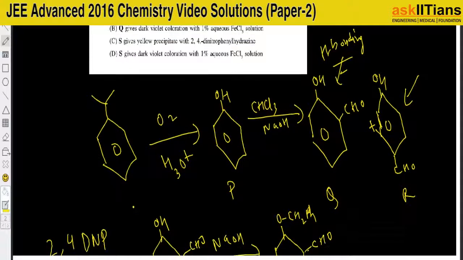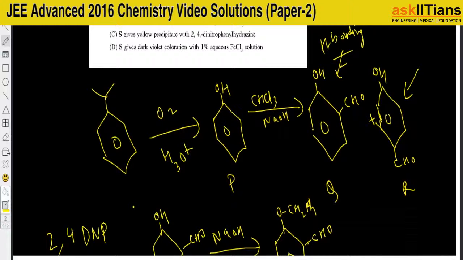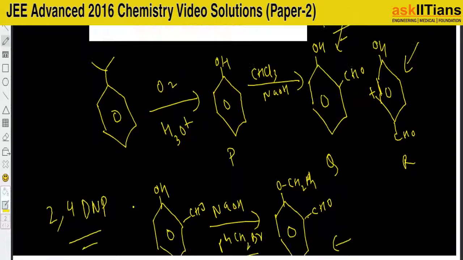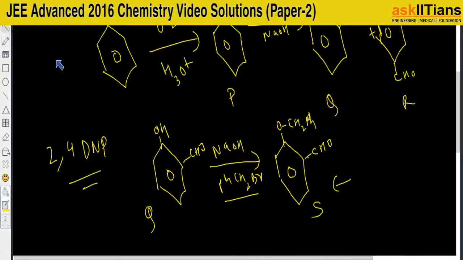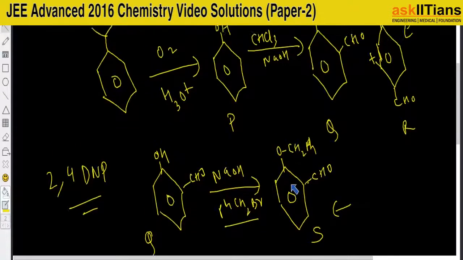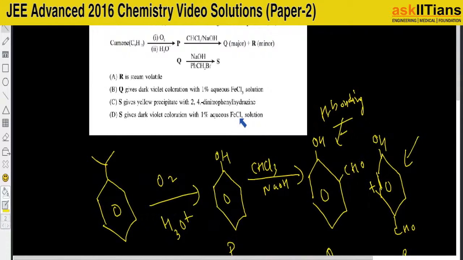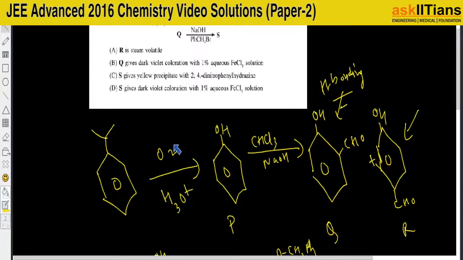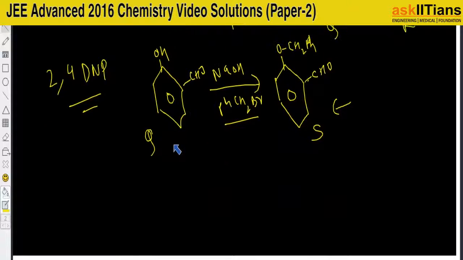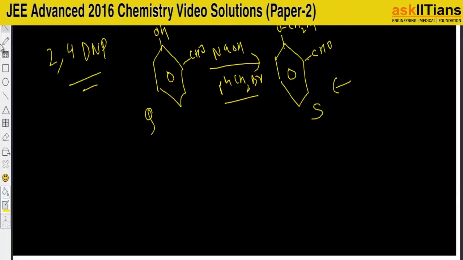Then move on to the last. S gives dark coloration with aqueous FeCl3. See guys, in S, if you will see, there is no phenol. Here there is an ROR type of stuff, an ether. Here you have an aldehyde, so there is no phenolic group present over here, so S cannot give the coloration, which is actually the property of phenols. So for this, the correct answer has to be your B and C only. Your B and C will be the correct answer for this.